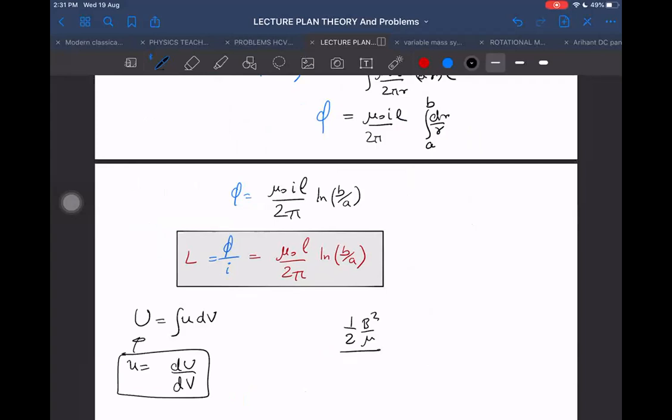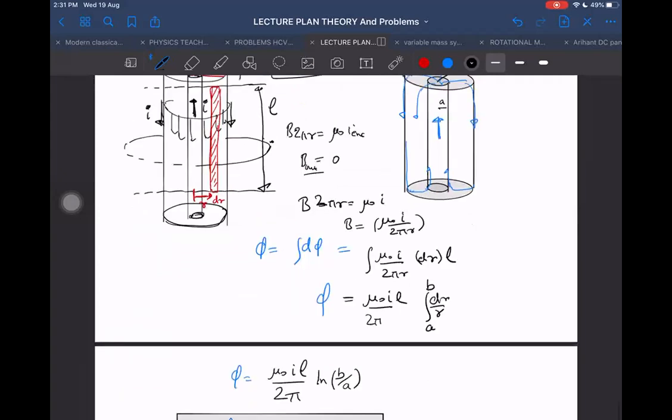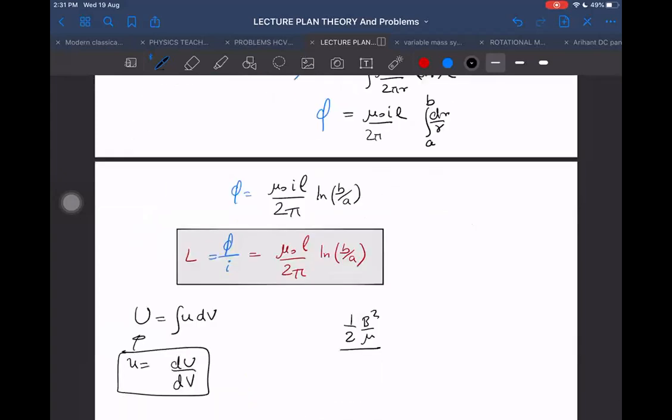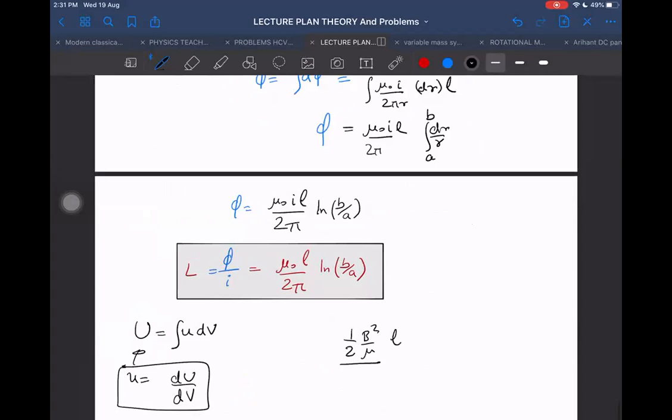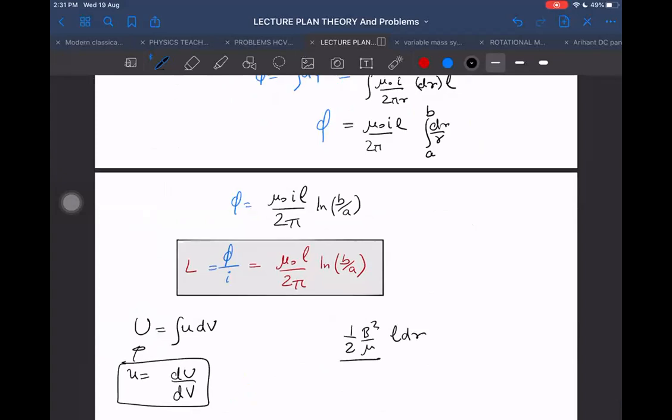U is this, into dV. What is the volume of that element? Volume of that element is equal to L into what was it? L into dr. That is the volume. Integral of that, if I take limits again A to B, then that is the total energy. But I have another formula for total energy, half of L into I square. So now I know the self-inductance, I know the current, and I know the left hand side.